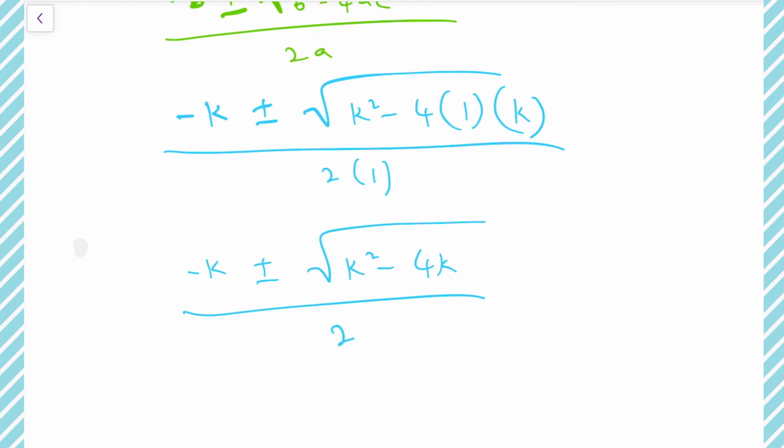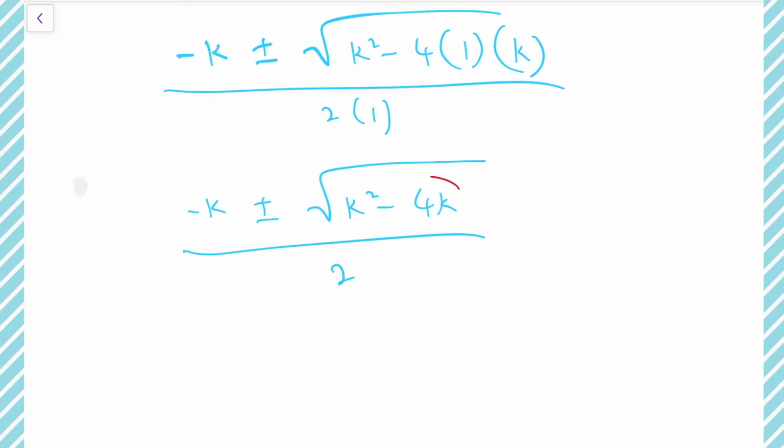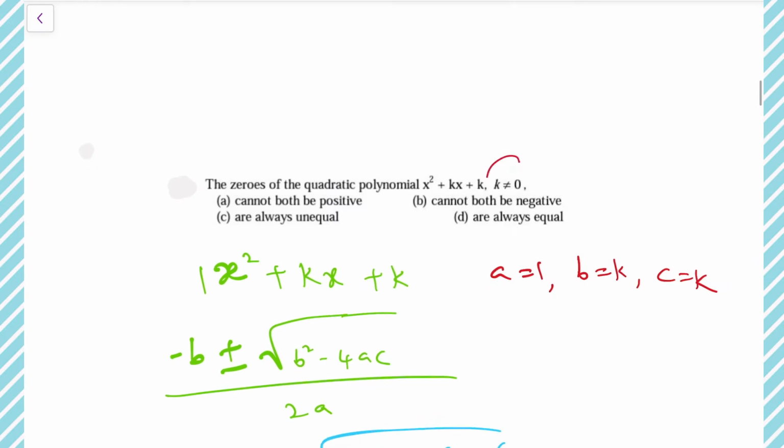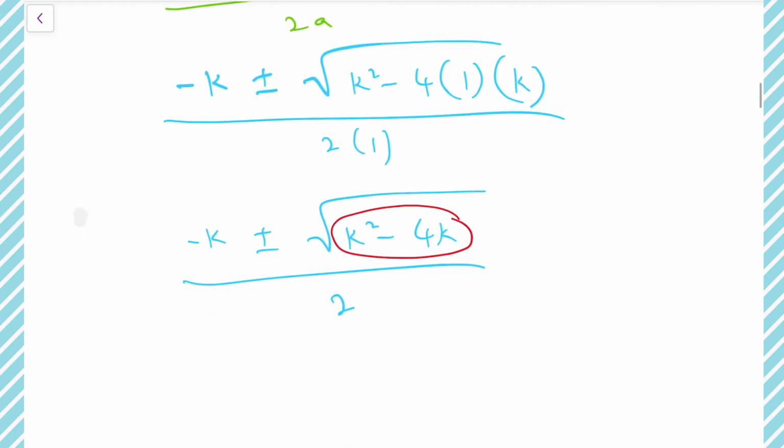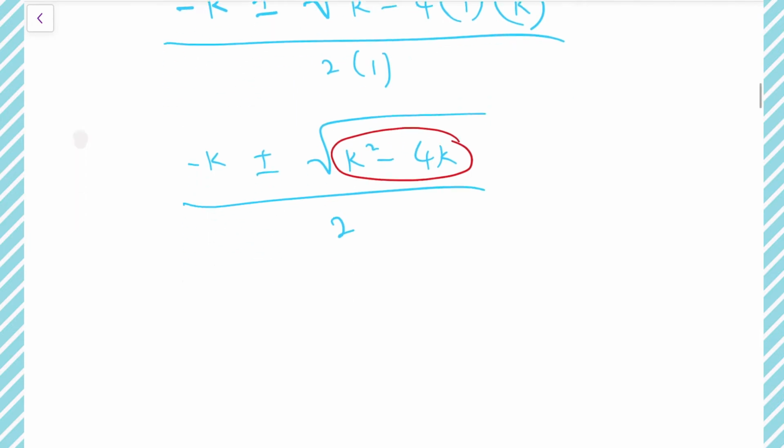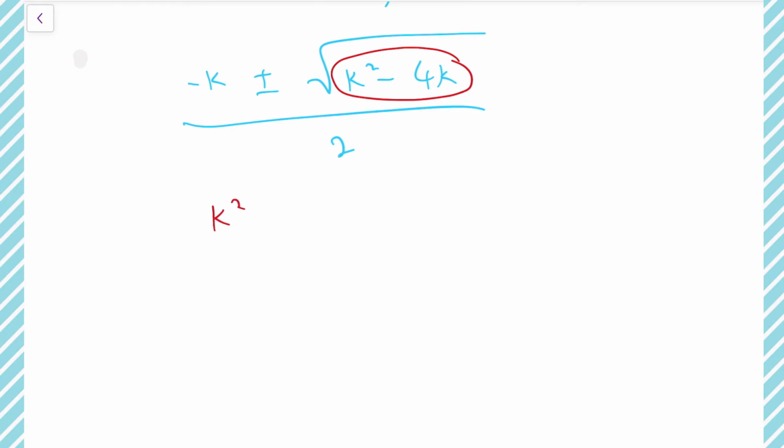Now here, inside the under root, k square minus 4k is there, and in the question he clearly mentioned that k is not equal to 0. So inside the square root no negative number should be there. So k square minus 4k value definitely should be greater than 0. This k square minus 4k can be written, taking k common, as k into 4 minus k, and this should definitely be greater than 0.